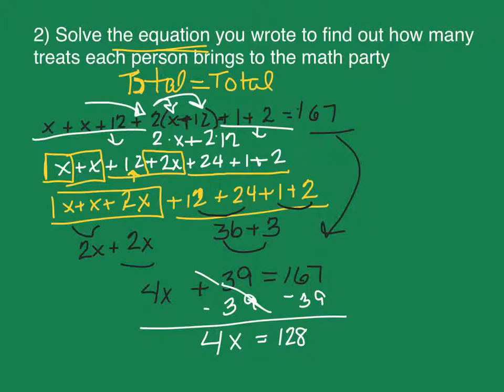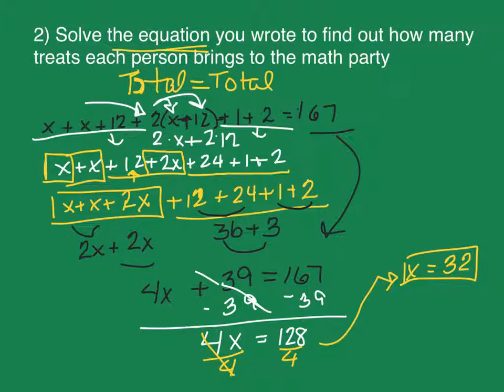I ask myself, what's the opposite? The opposite, of course, of multiplying by 4 is to divide by 4, both sides. And, of course, I have to come over here. These cancel. Remember, 4 divided by 4 is 1, or that 1x. The 1 is invisible. So I've got x equals 128 divided by 4. 4 goes into that 12 3 times. 4 goes into that 8 2 times. So I've got x equals 32.